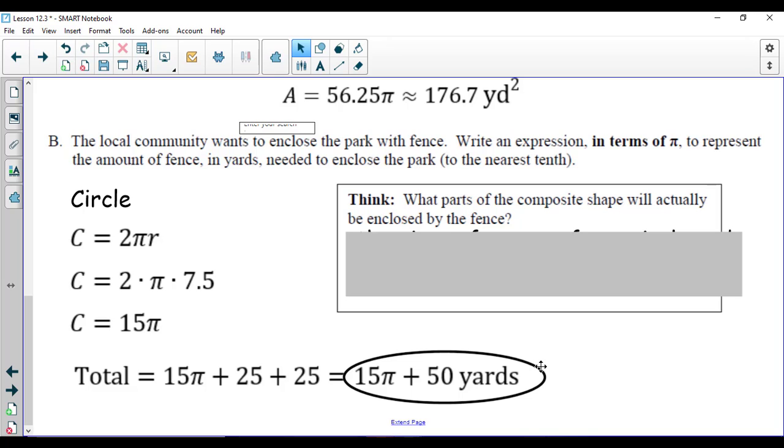Now calculating that, I'm going to go ahead and grab my calculator here. I'm using just my cell phone because that's what I have handy right now. Looks like that would be about 97.1 yards, if I did that correctly. So I took 15 times 3.14 for pi. That got me 47.1, and then I added on the two longer sides of the rectangle, 50 yards, to get about 97.1 yards. So if we wanted to round that to the nearest tenth, we could do that as well, which is what we would do typically in real life.